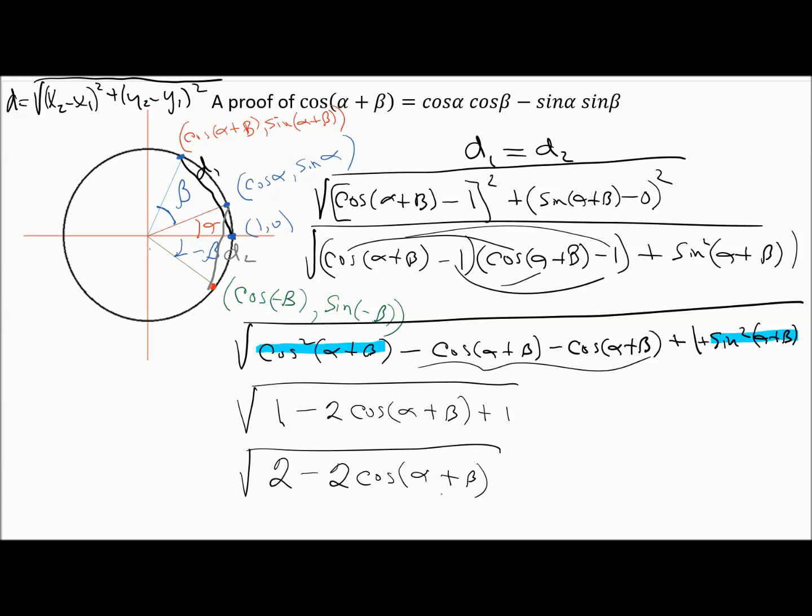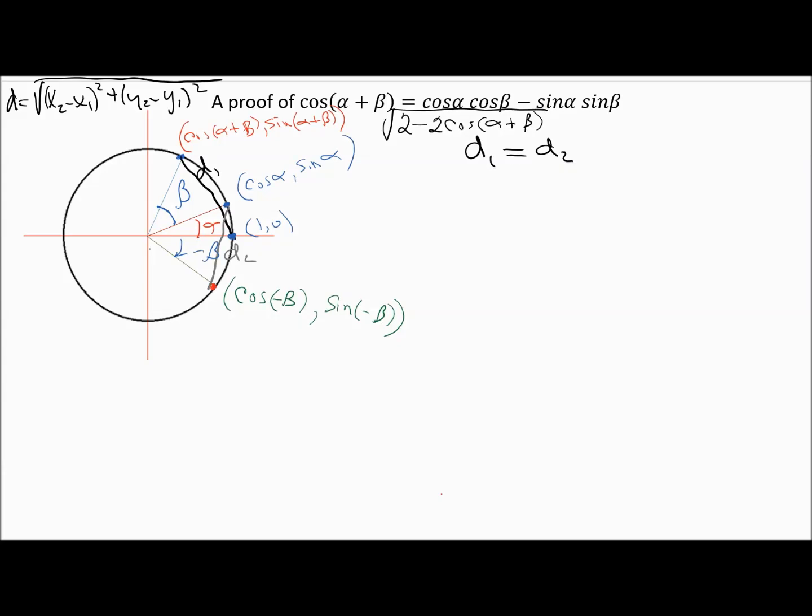So what I want to do is right above here, my D1, I want to write what this is because I need to erase my board and figure out what D2 is. So this is going to give me D1 is the square root of 2 minus 2 cosine of alpha plus beta. And we're going to wipe out this screen and then we're going to calculate D2.